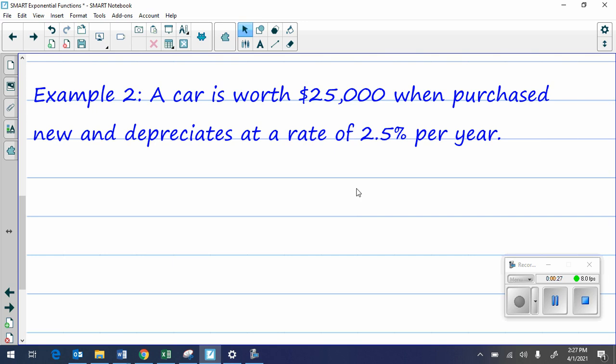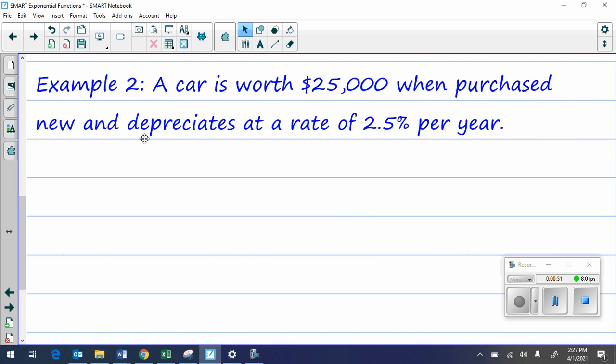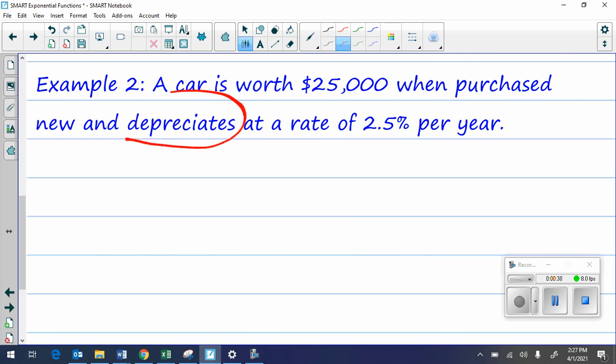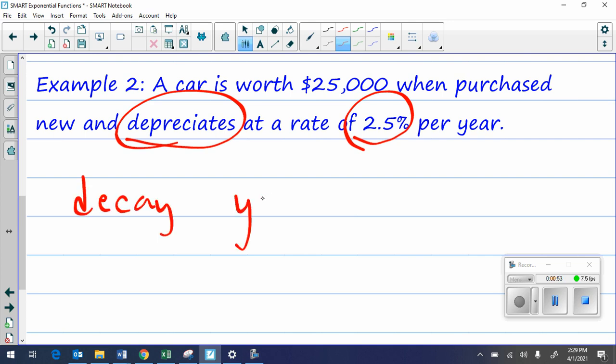A car worth $25,000 when purchased new depreciates, that's a key word there, at a rate of 2.5% per year. All right, so depreciates, the reason that that's such an important word is because that means that this is going to be decay, which means we are going to use the 1 minus r to the t.